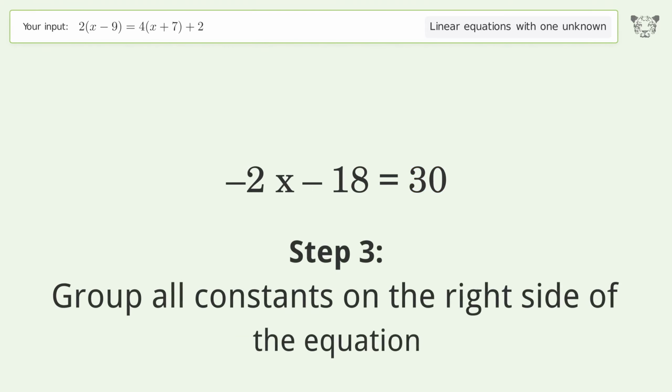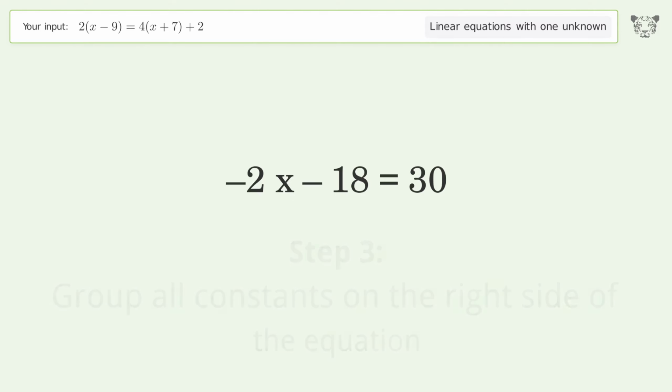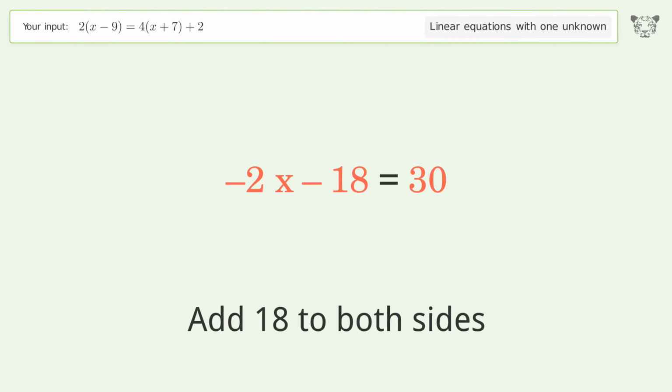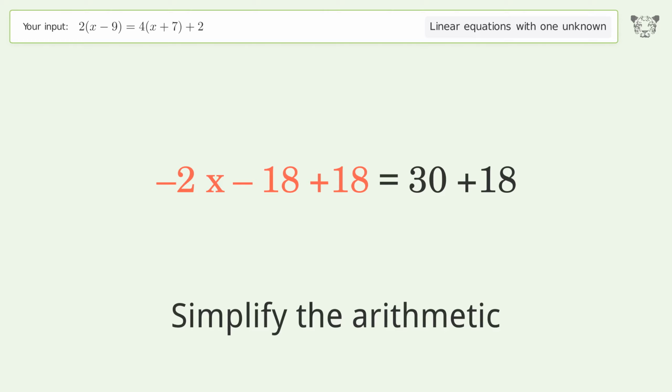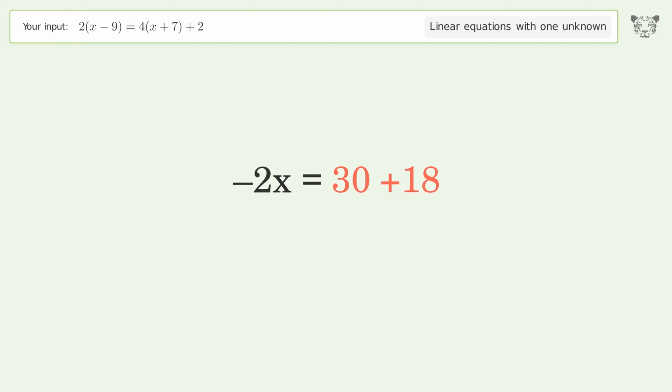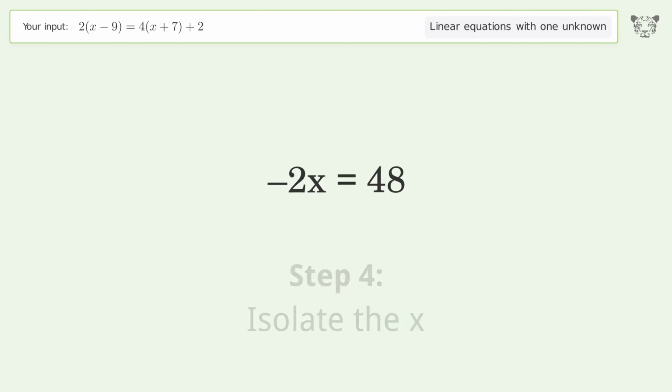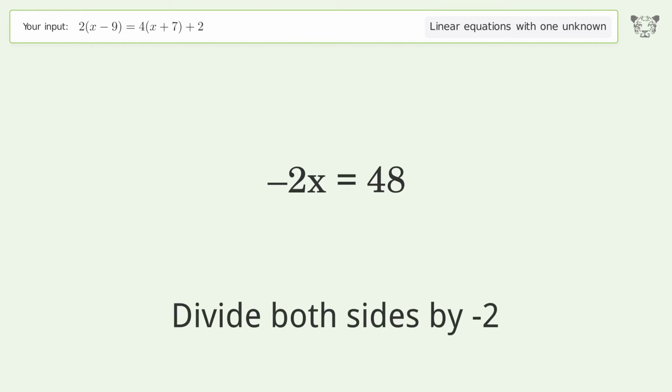Group all constants on the right side of the equation. Add 18 to both sides. Simplify the arithmetic. Isolate the x. Divide both sides by -2.